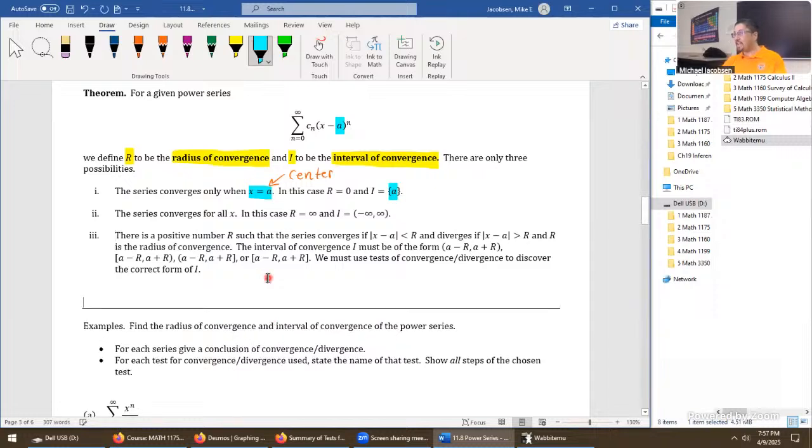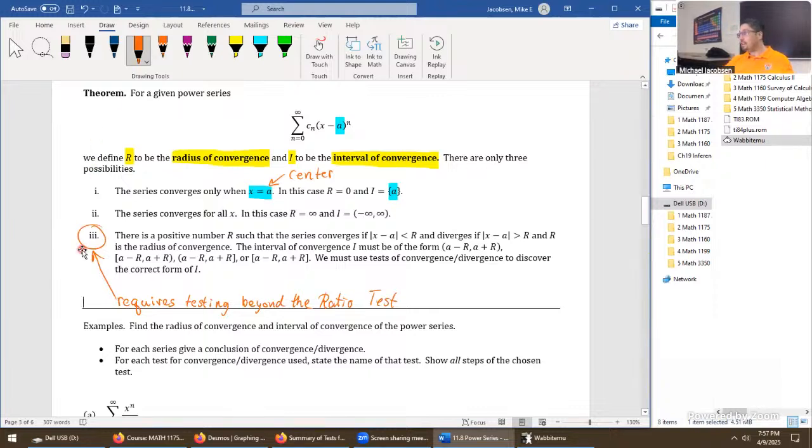Case 3 is the annoying case. This one requires testing beyond the ratio test. And essentially every power series we're looking into, we're using the ratio test, perhaps the root test if the format just looks right for it.